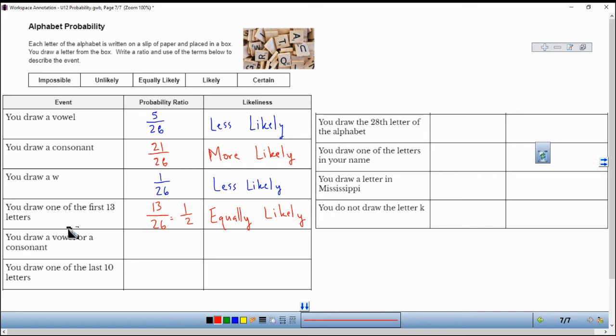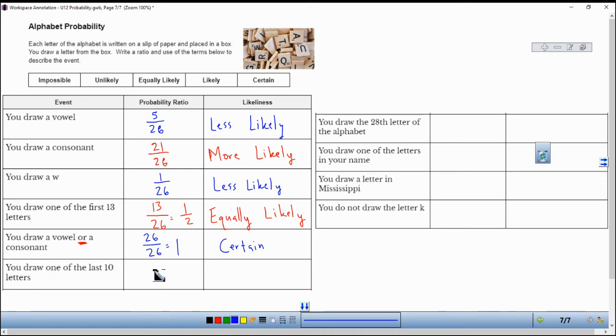You draw a vowel or, this key word here, or, vowel or a consonant. Well, that's all of the letters. Every single letter is either a vowel or a consonant. So that would be all of them. So 26 out of 26, which is the same thing as 1, right? So this is certain. If you put all the letters in a bag and you pull one of them, you're definitely going to get a vowel or a consonant. So that's 100% certain.